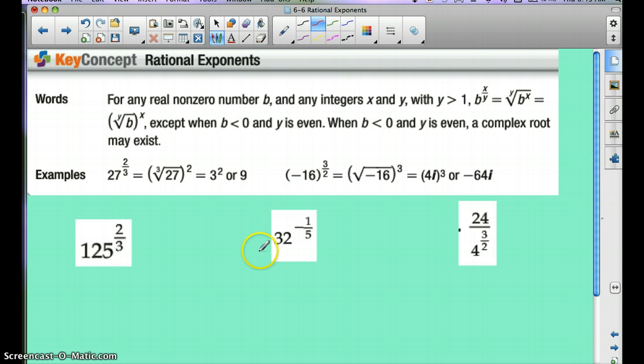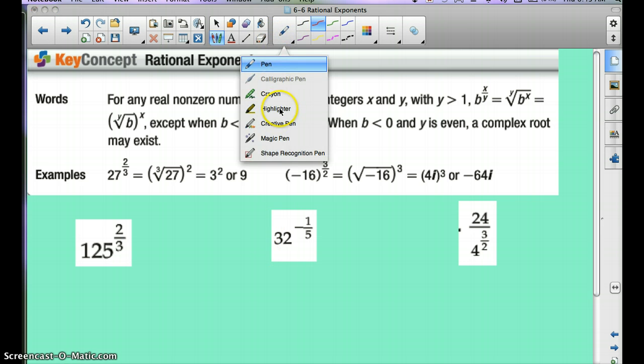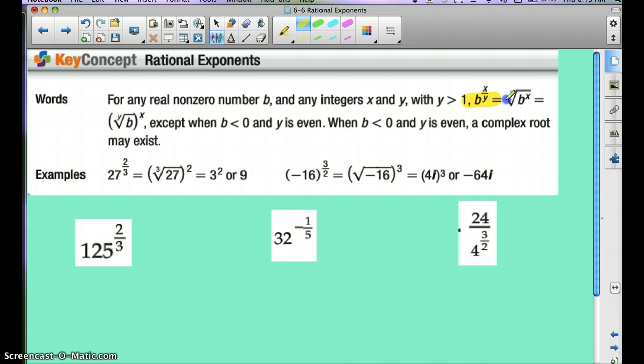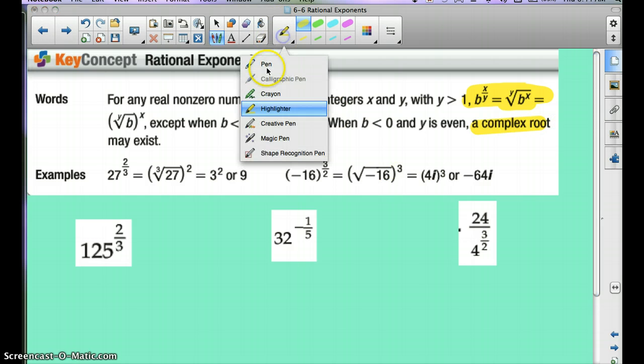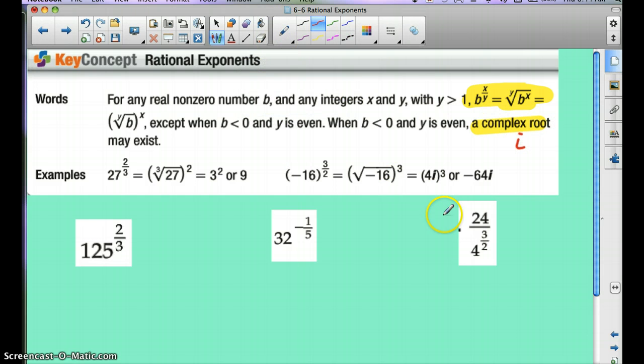So here's a rule. You might want to pause the video and write this down on rational exponents. The big takeaway is this right here. Numerator stays inside the radical, denominator comes out to be the index. And here are some restrictions, I guess. Except when b is less than 0 and y is even, then you're going to get a complex root. You're going to have i involved. That's what that means.